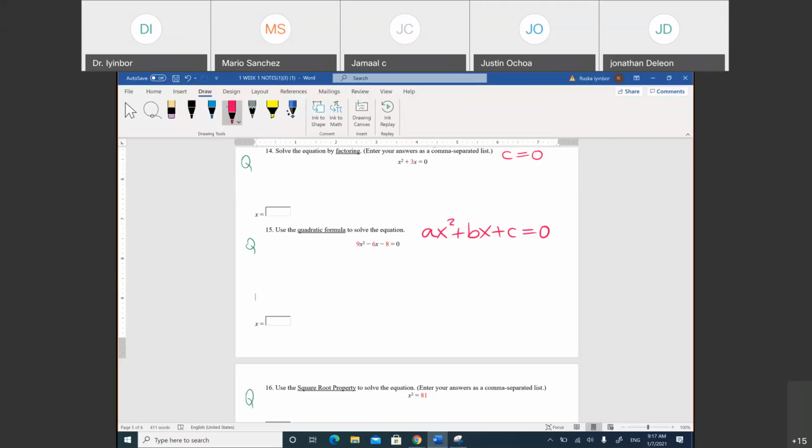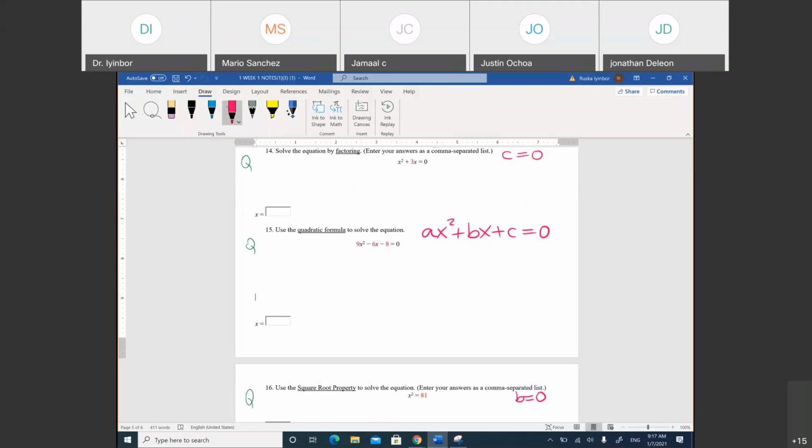Now looking at number 16, what does number 16 have? 16 down here has x squared and a number. So when there is no b, when there is no x by itself, when b is equal to 0, you can use the square root property. Okay? So this is how you know which method to use. If you have x squared, x, and a number, you can use the formula, or you can use completing the square, but it's a long way, and I can show that in the end. Don't worry about it right now.